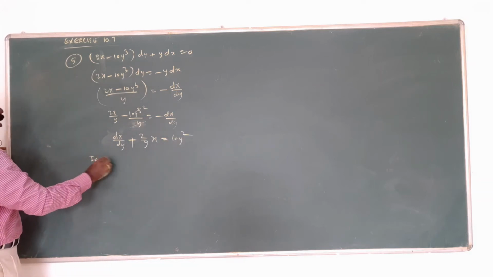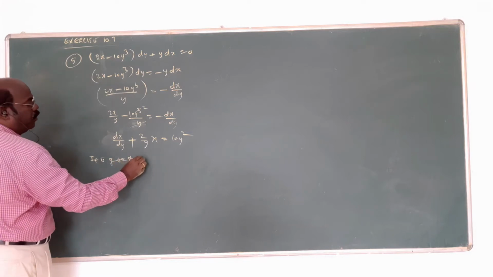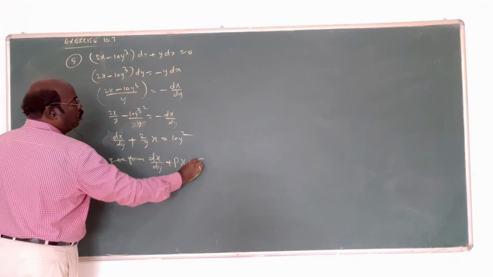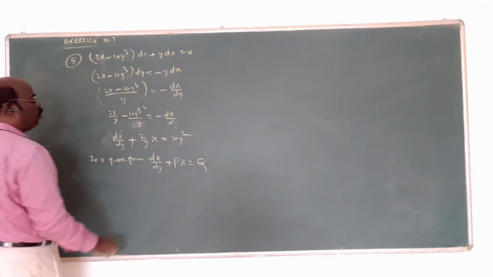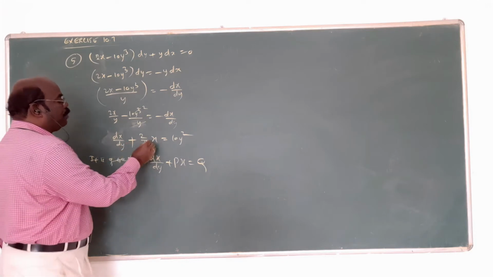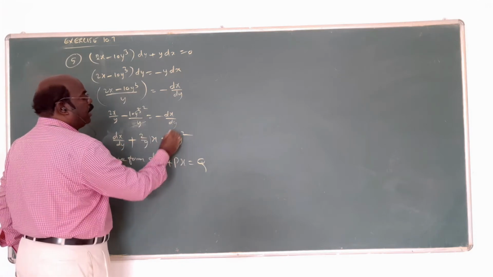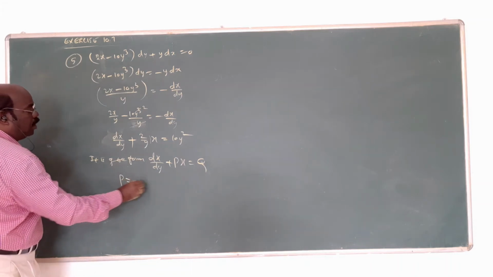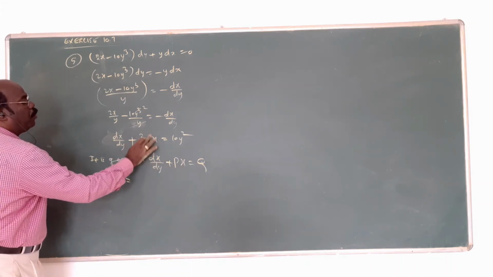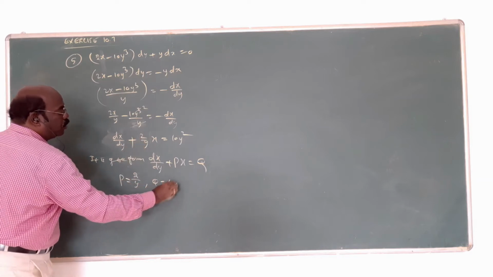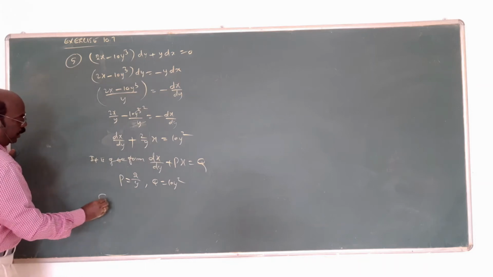Now it is of the form, what is the formula today? dx by dy plus Px equal to Q. What I told you? The question starts with dx by dy means x into something. The x into something only, y is not a variable here, x is the variable. Am I right? Now here P, the coefficient of x, is what? The 2 by y. Q is what? 10y square.